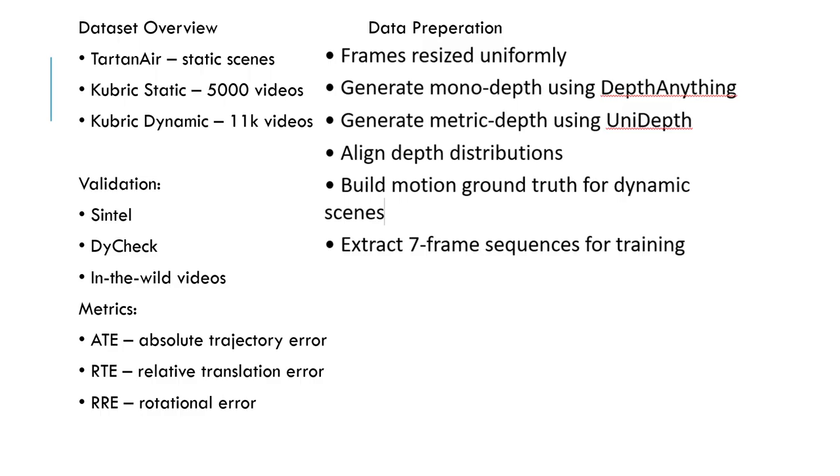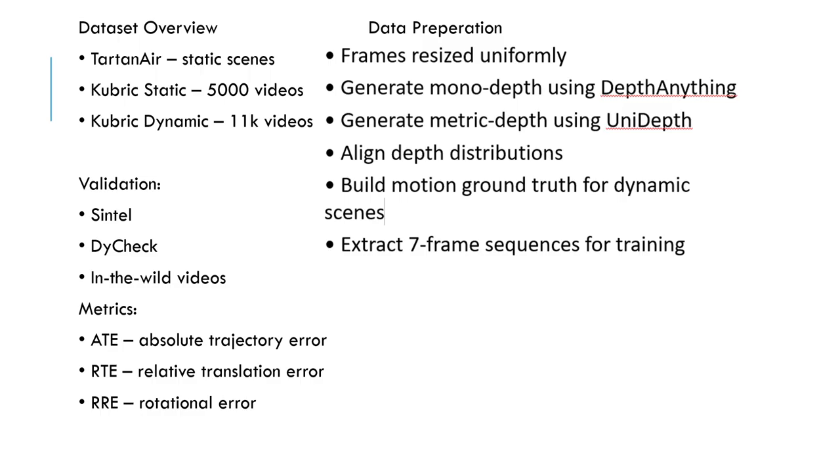They have taken TartanAir and Kubric static as the static video datasets, from about 5,000 videos, and Kubric dynamic as the dynamic video dataset with 11K videos. For validation, they have taken Sintel, DyCheck and in-the-wild videos, and used the metrics ATE, RTE and RE, which are absolute trajectory error, relative translation error and rotational error.